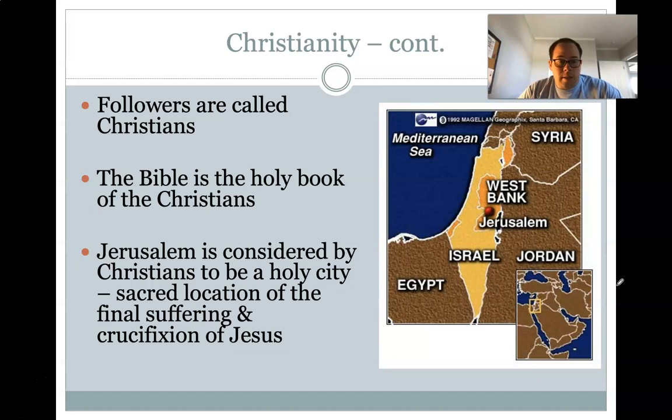Followers are called Christians. The Bible is the holy book of the Christians. Jerusalem is considered by Christians to be a holy city, the sacred location of the final suffering and crucifixion of Jesus Christ. As you're looking at the Middle East, it's not only Jerusalem that's holy, but also Bethlehem. All of those different parts that make up the Christian beliefs are located in this region.